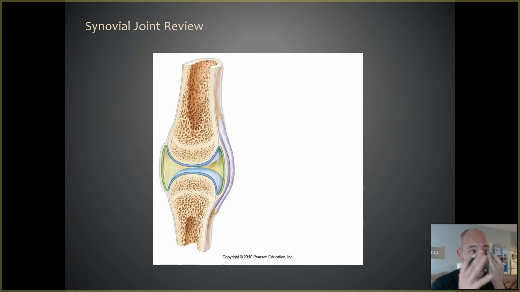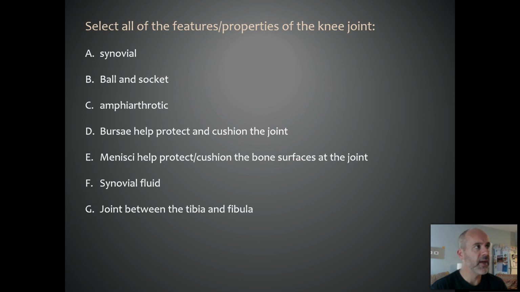But just remember, the joint is 3D, and they've cut this open so you can see the inside. So you have to imagine all these things wrapped around in 3D. But do go back and review the parts of a synovial joint. Let's take a look at this question.